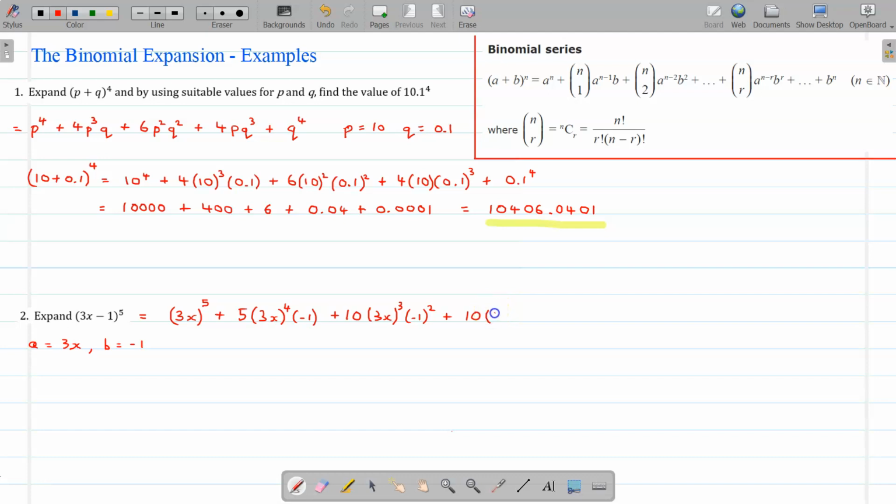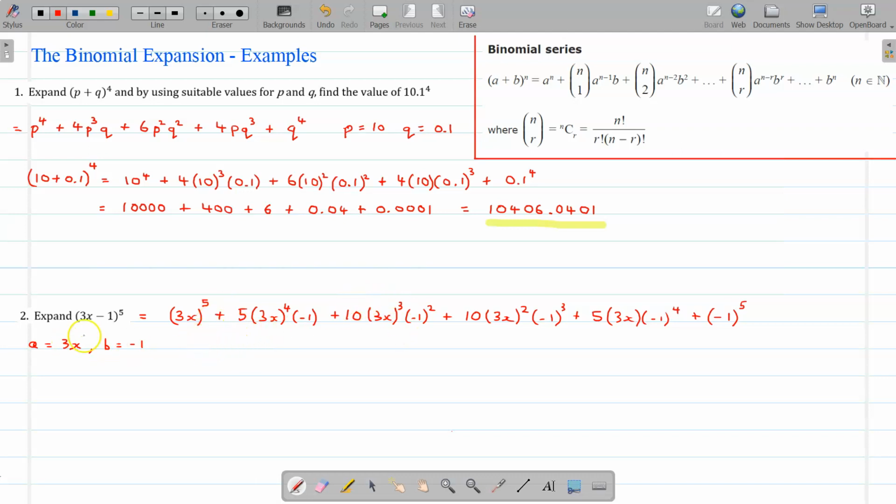That's going to be 3x squared times negative 1 cubed. The next term is going to be 5 times 3x to the power of 1 times negative 1 to the power 4. And very last of all, we're going to have negative 1 to the power 5. Whenever we have a negative number to a power, we always put a bracket around the negative and the number.